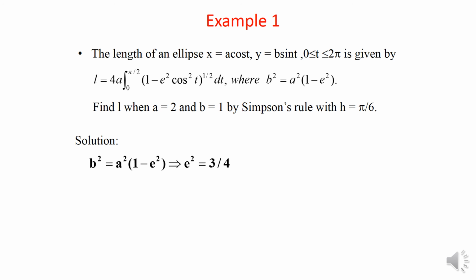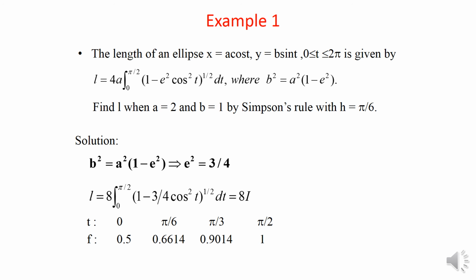So b square is equal to a square (1 minus e square). We put values of b and a, and we get e square is equal to 3 by 4. So L is equal to 8 integral 0 to pi by 2 (1 minus 3 by 4 cos square t) to the power half dt. We say it is equal to 8I. So this whole integral is equal to I, and the term (1 minus 3 by 4 cos square t) to the power half is equal to f. So we say t is taking value 0, pi by 6 is the value of h, so 0, pi by 6, pi by 3 and pi by 2.